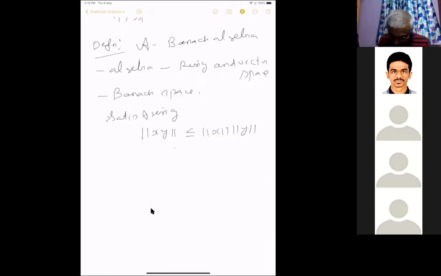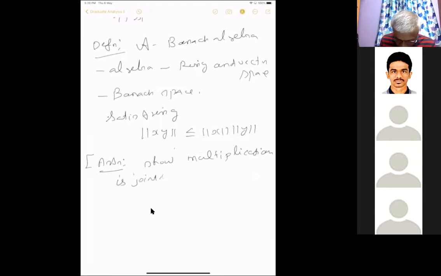I will leave it as an exercise. This is an assignment. Show that multiplication is jointly continuous with respect to the norm. I think the proof is there in the book. Maybe you can copy. I don't mind. It's just an epsilon argument: we write the multiplication and show that it's jointly continuous.